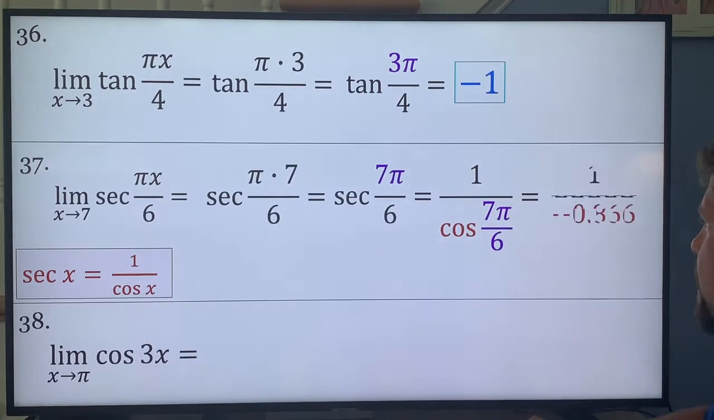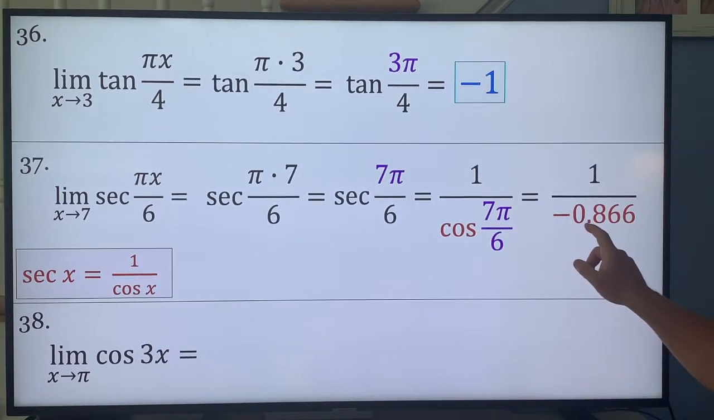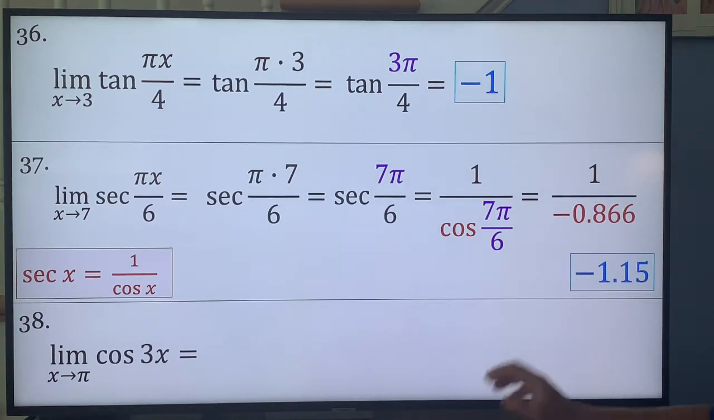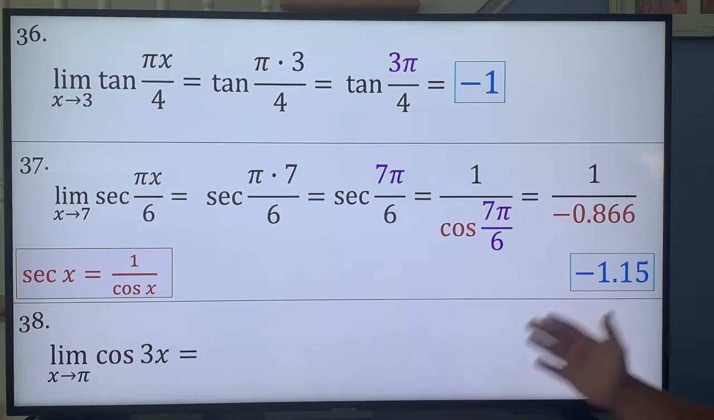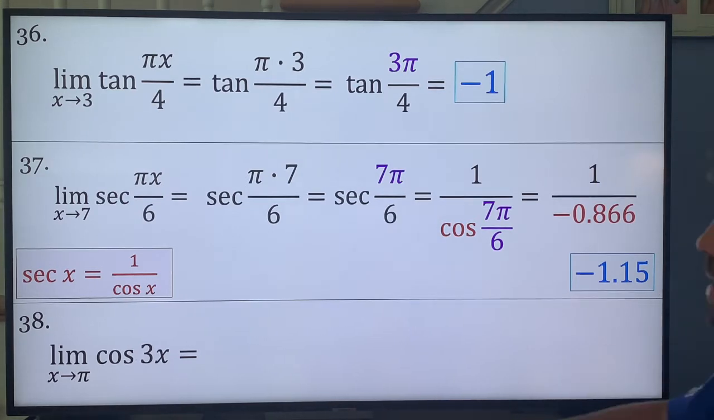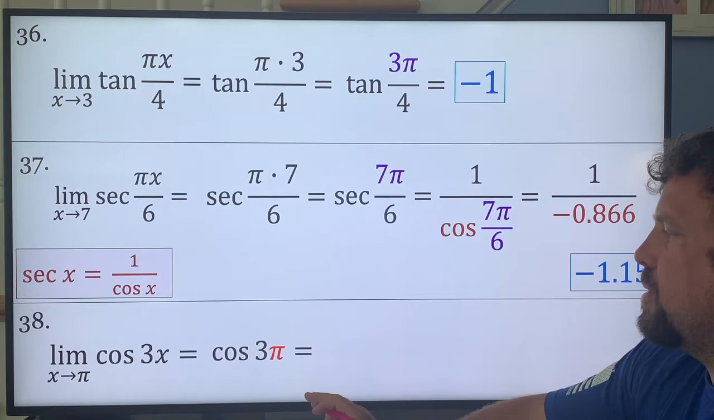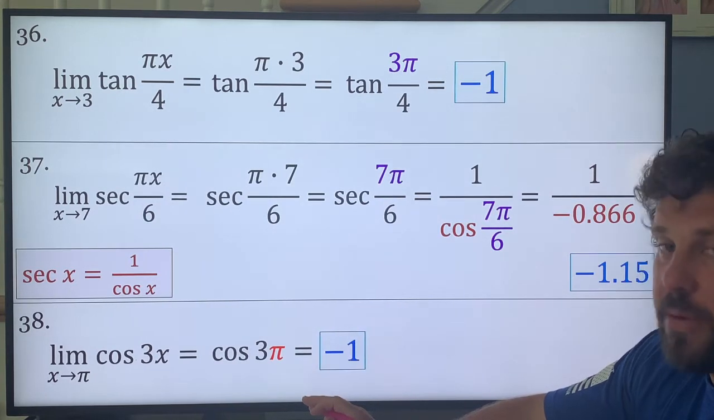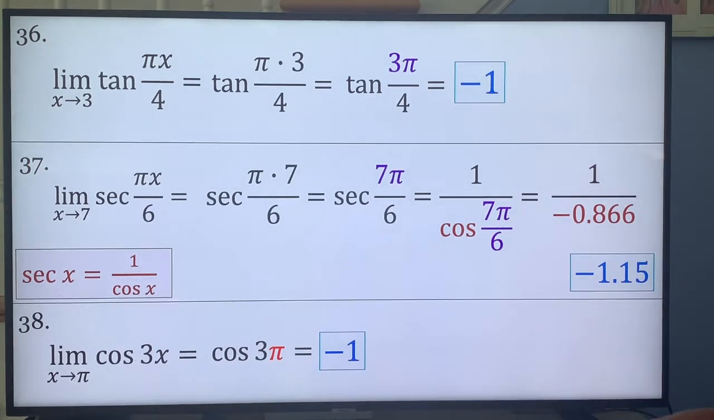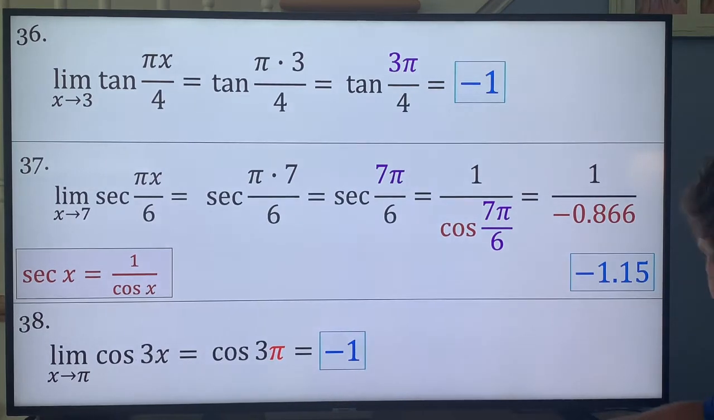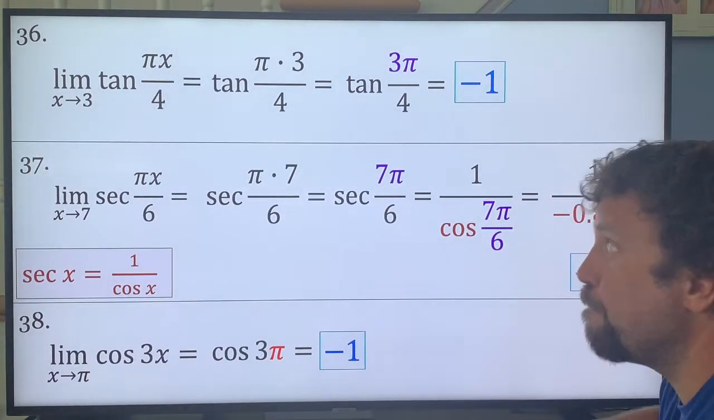Cosine 7 pi over 6 is -0.8666666666, so we'll just make it like that. -1.15. I probably should have made that a 7, but I don't know why I didn't. It's fine. Cosine 3x, 3 pi, -1. All right. Trig functions are a lot more difficult than I look. All right, so we're all good?